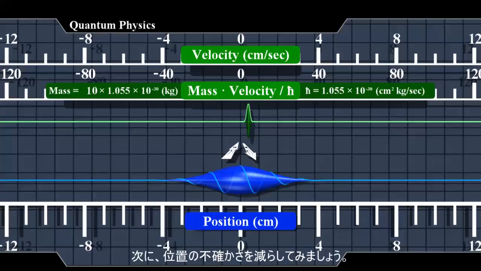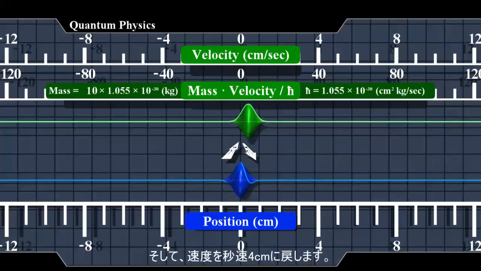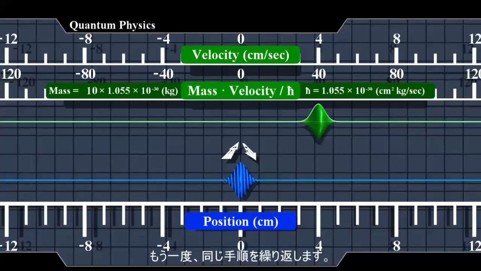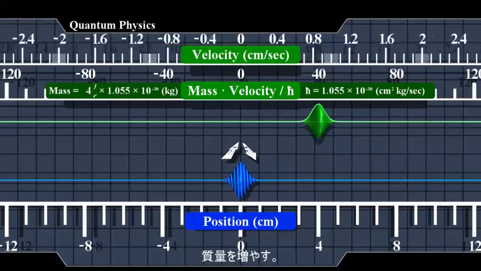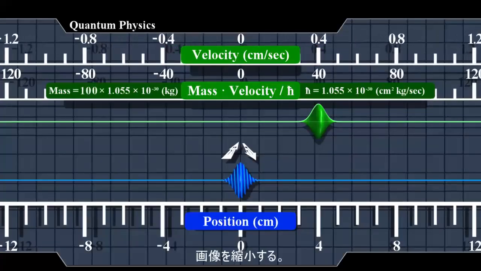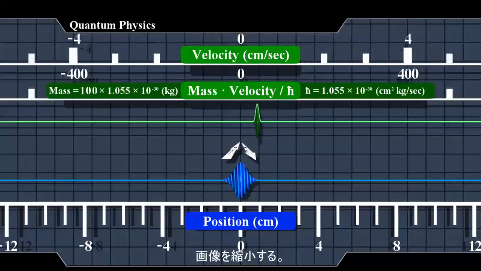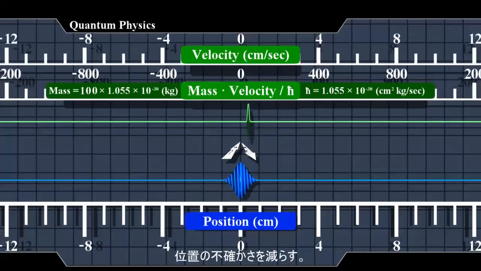Now let's reduce the uncertainty in position and increase the velocity back to 4 centimeters per second. We'll repeat the same steps again. Increase the mass, shrink the image, reduce uncertainty in position, and increase velocity.